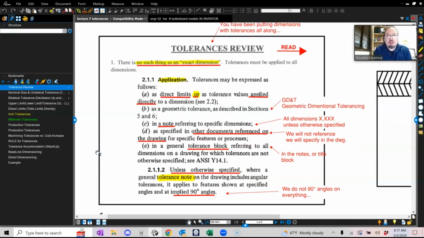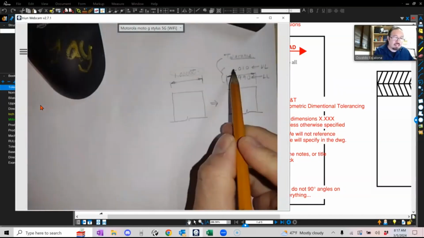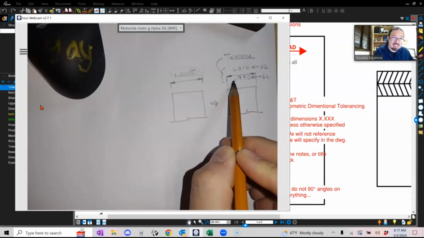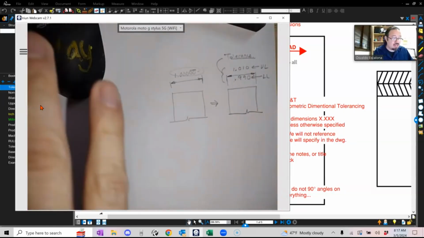So there is no such thing as an exact dimension. Tolerance must be applied to all dimensions. Yes, everything that you draw, somebody will have to manufacture. You need to let them know what the leeway will be for them to make it happen. There are different ways of applying the tolerance. You can apply it as direct limits or as tolerance values. Direct limit is pretty much telling them, you know what? The upper limit is this, the lower limit is this. This is what we call direct limit, directly to them. They don't have to do any math.